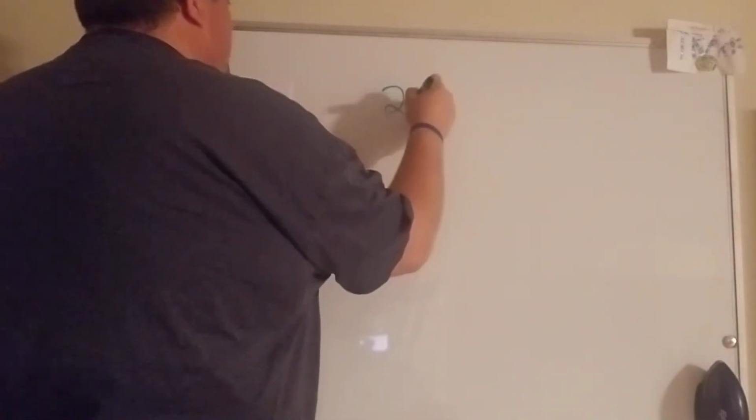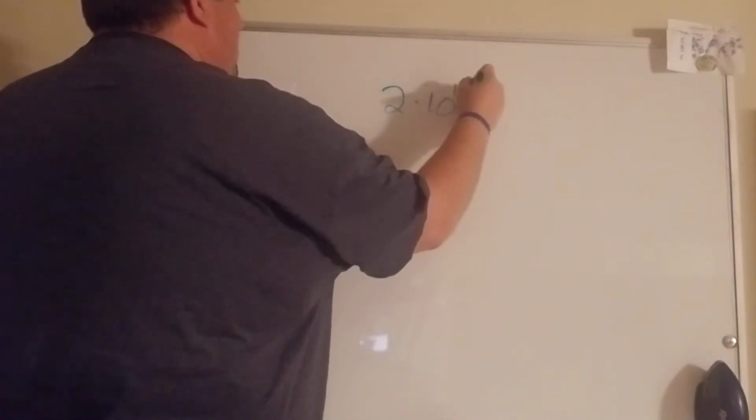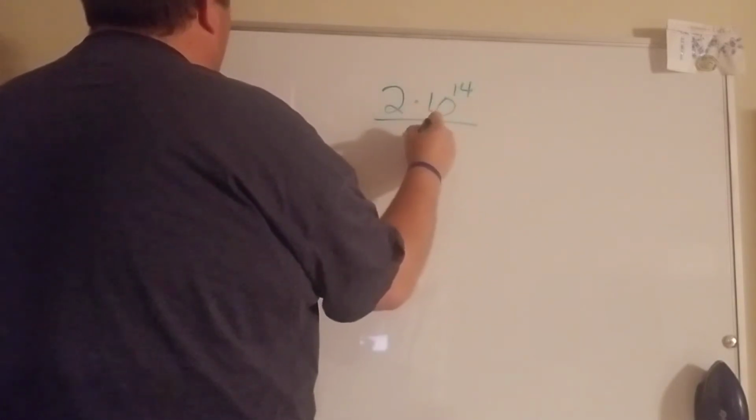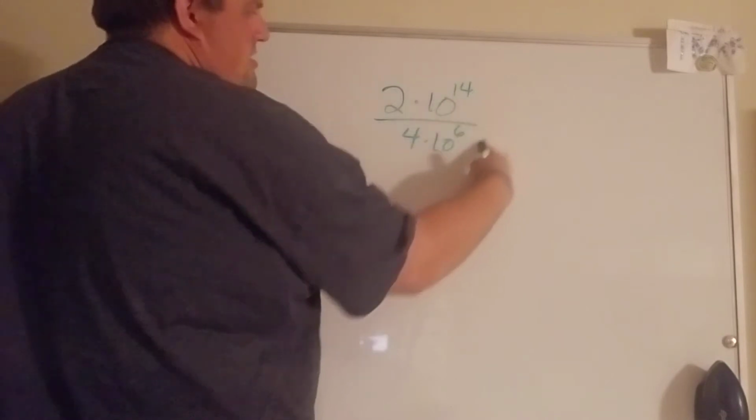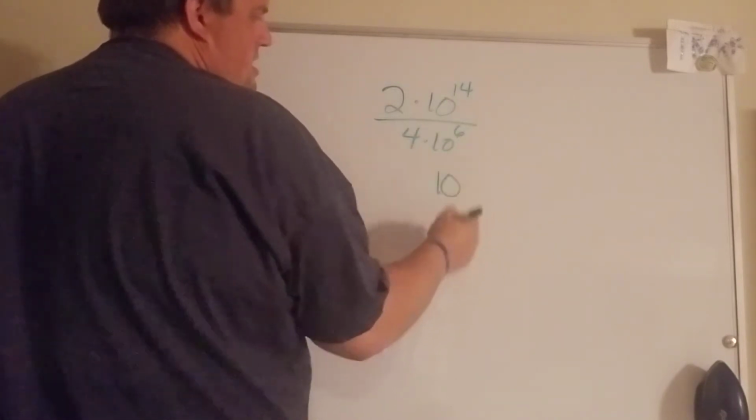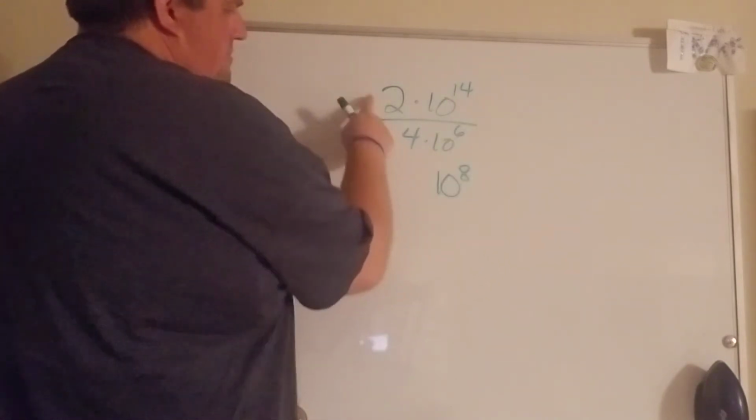So in this case, it says how many times larger is 2 times 10 to the 14th than 4 times 10 to the 6th. When you divide, subtract your exponents. It's going to be 10 to the 8th. Divide the numbers out in front. That's going to be 0.5.